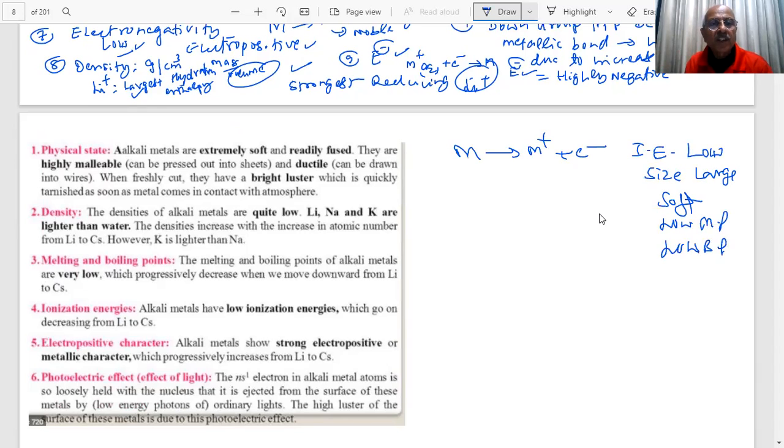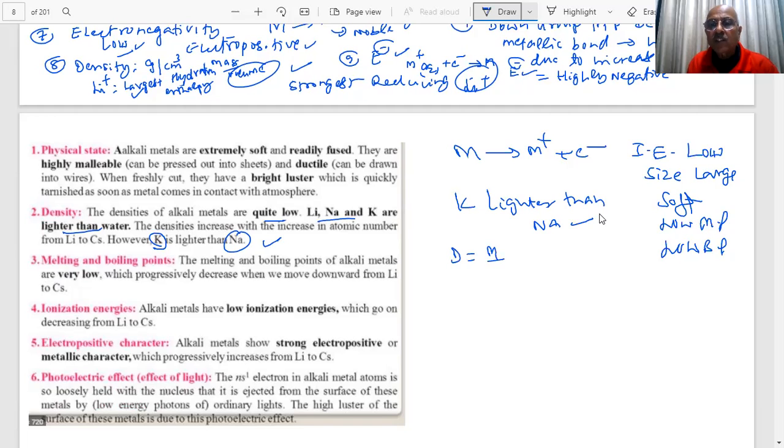They can be cut into sheets. Their densities are quite low. Lithium, sodium, potassium are lighter than water. Densities increase with increasing atomic number. However, potassium is lighter than sodium. Important point: K is lighter than sodium. Now, what is the reason?